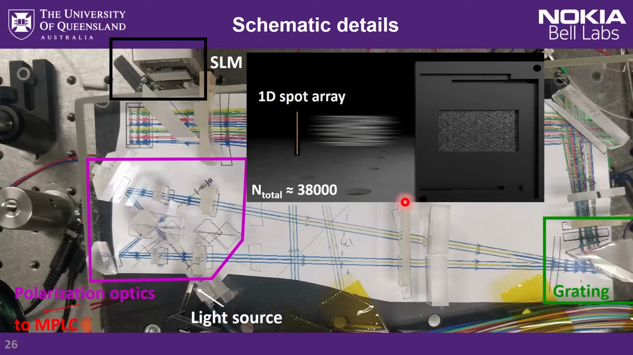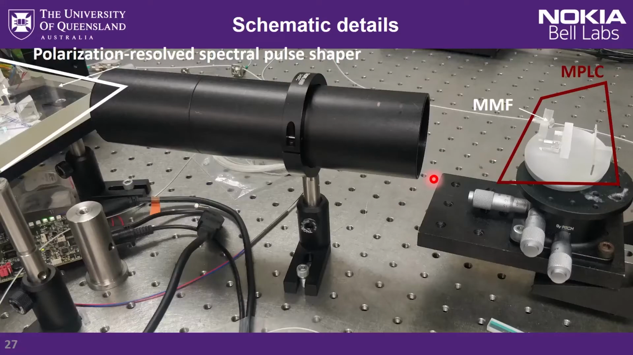So now, with the control steering of light in both the x and y axes of the SLM, we can control the transverse beam through the spatial control on the y-axis, for all the wavelength components of the source through the x-axis. Then the light exits the polarization resolved pulse shaper and is imaged to the MPLC with the 4F telescope.